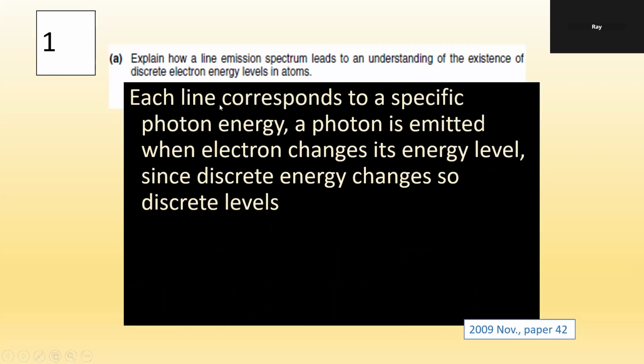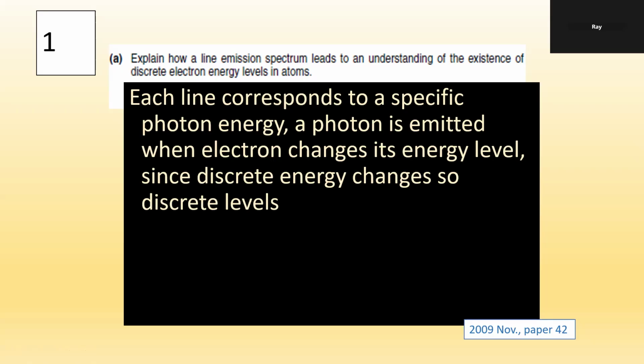Okay, I'm at the page. Basically, each line corresponds to a specific wavelength or photon energy. A photon is emitted when an electron changes its energy level. Since the energy changes are discrete, so the levels are discrete. Okay. Any comment? Any question? Each line represents a wavelength. So wavelength represents a photon energy. It's a very specific wavelength of light.